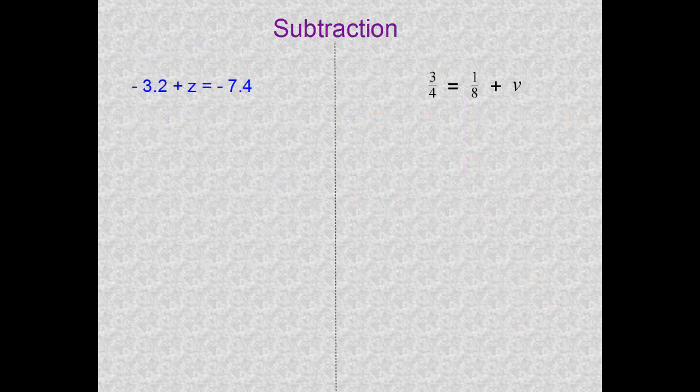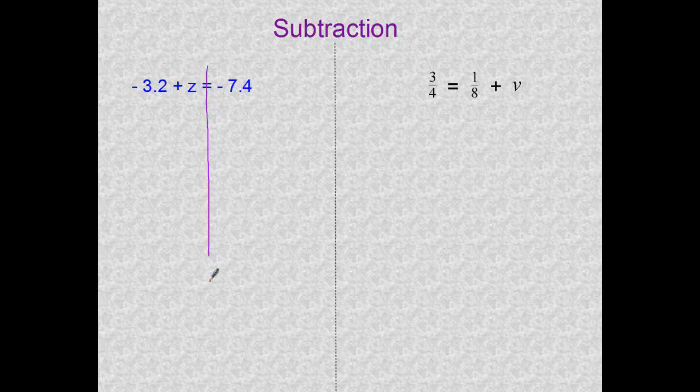Okay, subtraction. Now we're going to be using the subtraction property of equality, and you could probably guess it's going to be the opposite, which would be addition. The problem on the left, we have a negative 3 and 2/10 with our z. I'm not looking at the sign in front of the z to tell me what to do. I'm looking at the sign in front of the constant to tell me what to do to get rid of it.